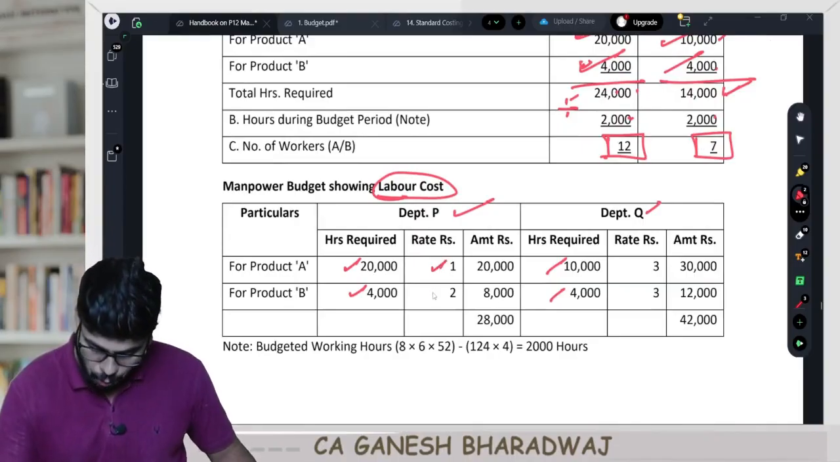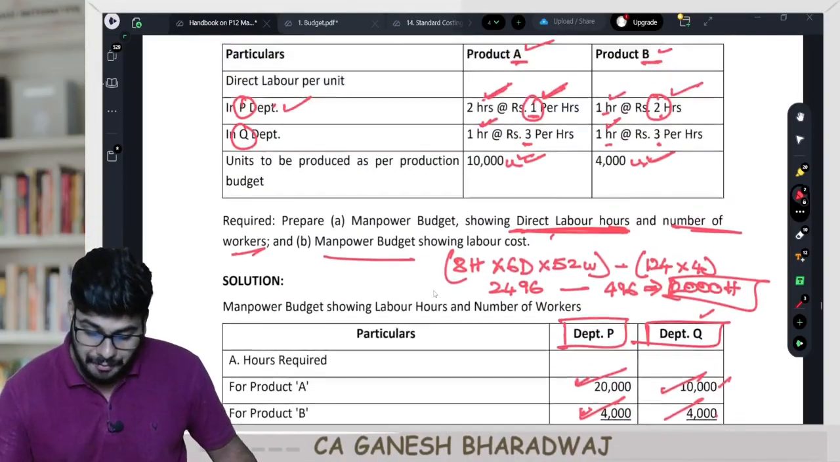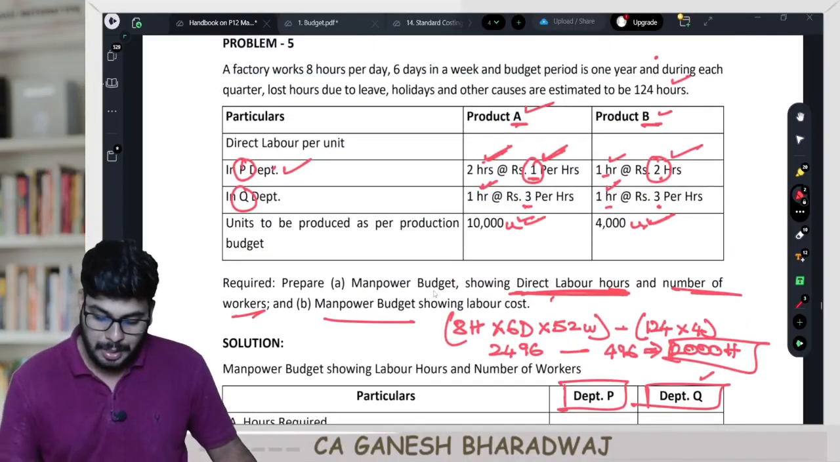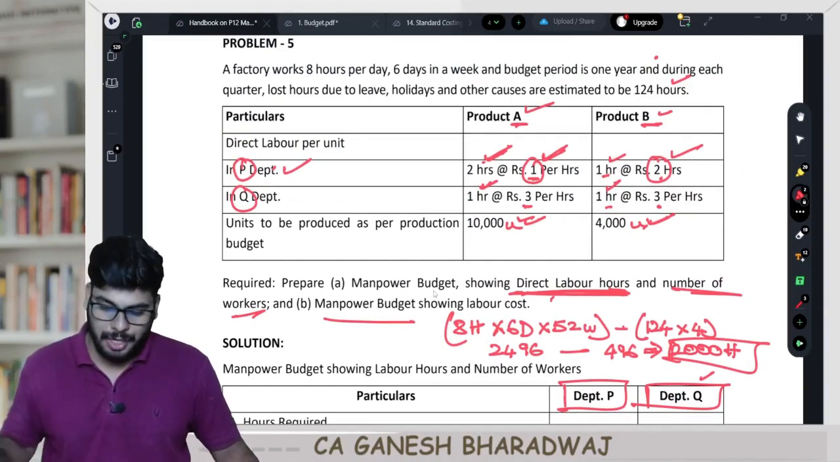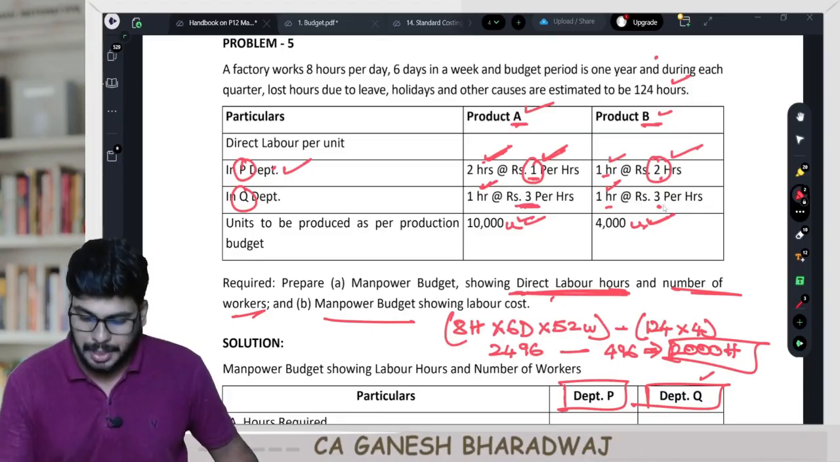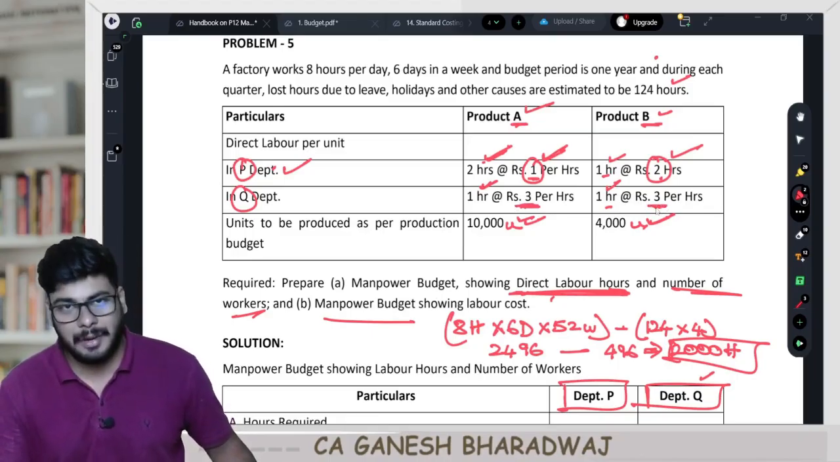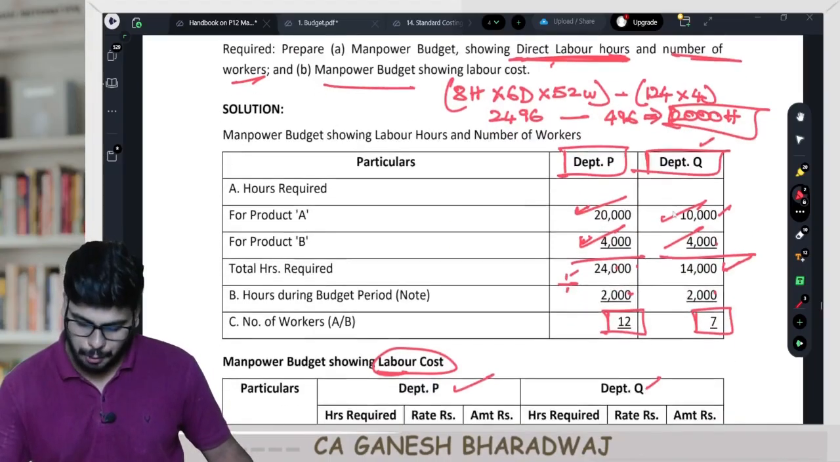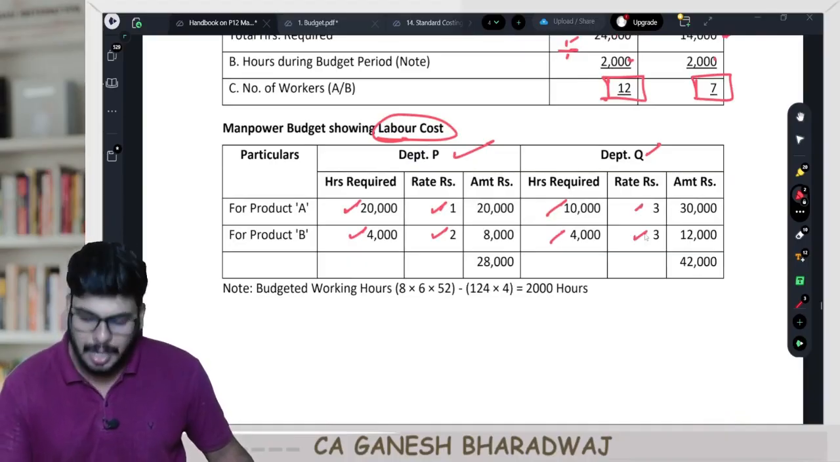So put it here, 1 rupee and 2 rupee respectively. Whereas in department Q, if I'm working on product A, for every hour I work, I incur a cost of 3 rupees. And even if I'm working on product B, I incur the same 3 rupees. So I can put this 3 rupees here. Are you clear with this?